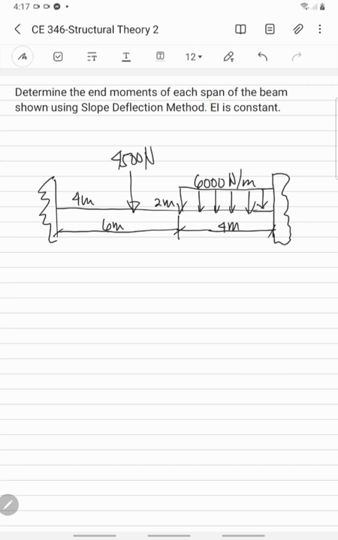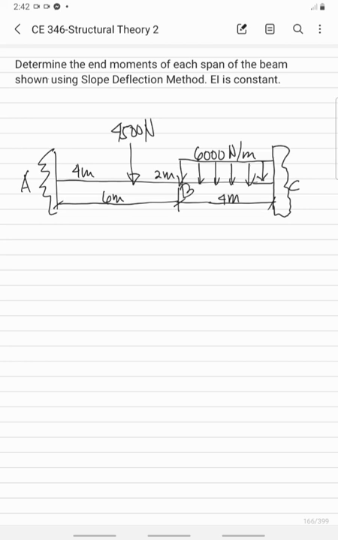So, here in this problem, we will solve the end moments of each span of the beam using the slope deflection method. For the first step in using this analysis, we will determine the fixed end moments of each end of the span using tables. The tables of the formula of the fixed end moment of the beam will be found in any strength of materials book and theory of structures book.